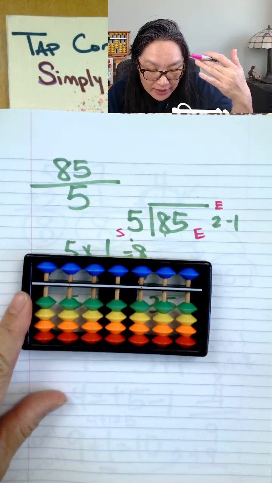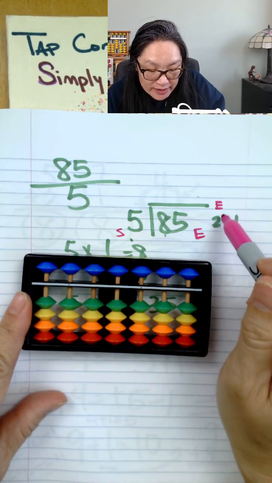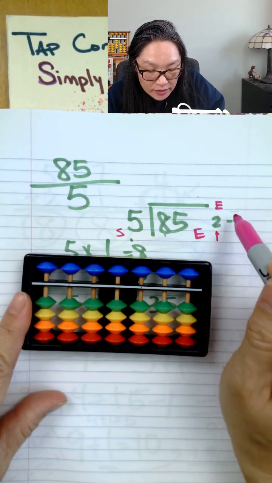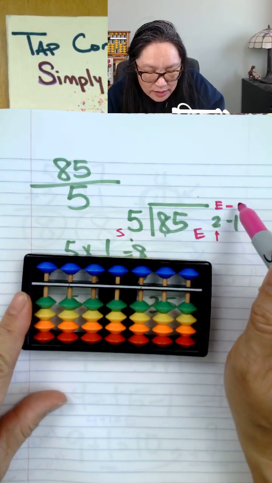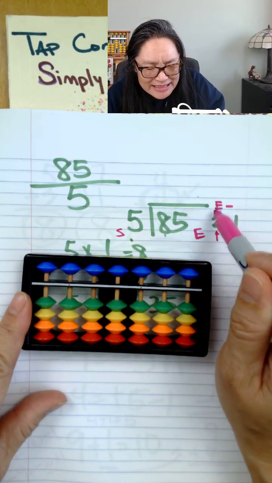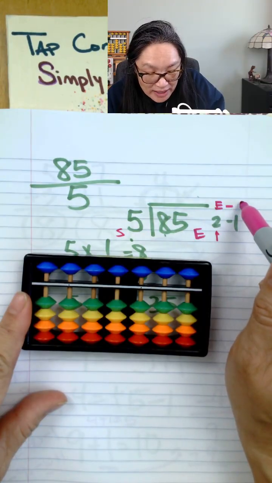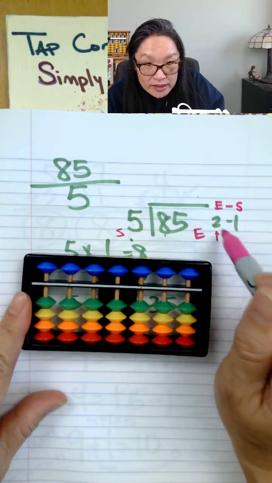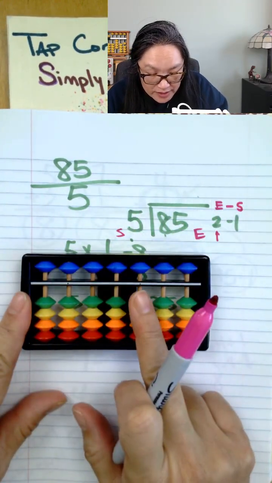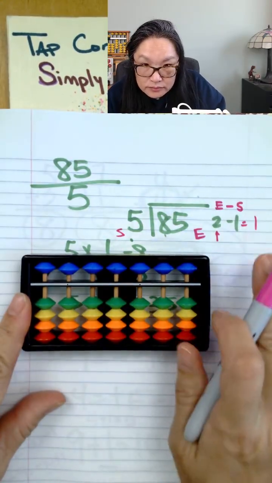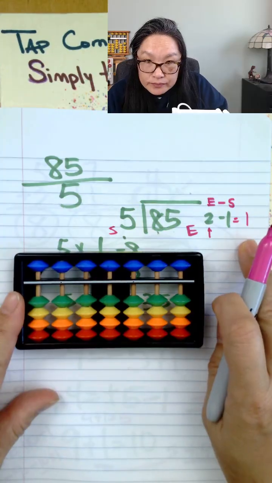So I wanted to take a step back and have him understand. Here's my divisor. I have 2 digits in my divisor. Take away how many digits in my dividend. 2 digits in my dividend minus 1 digit. What am I doing? I'm trying to find my starting point. So my starting point is equal to 1. Right?